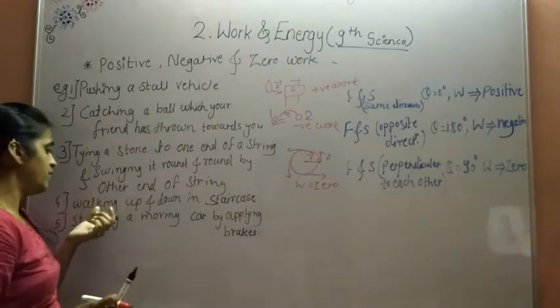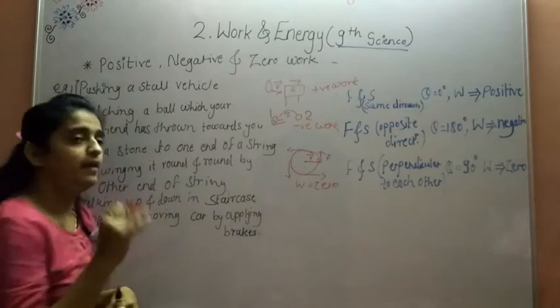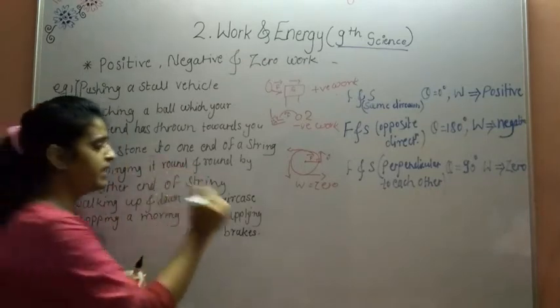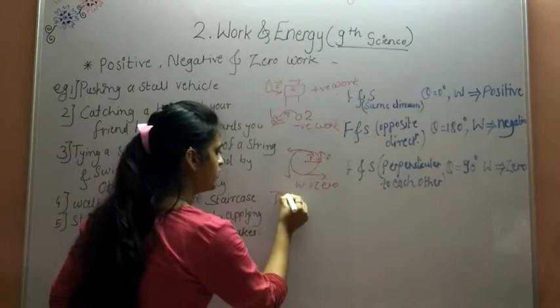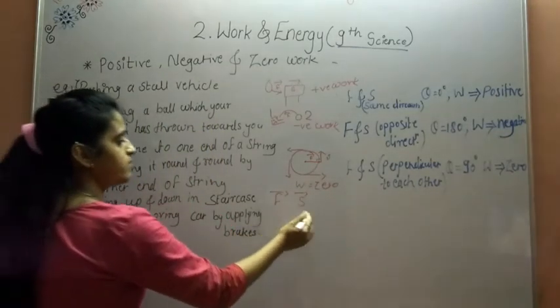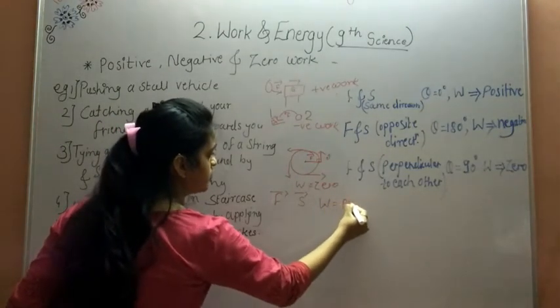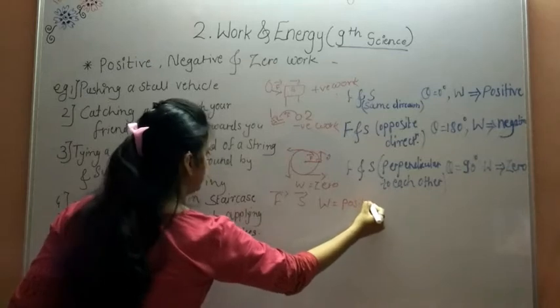Next, fourth example, walking up and down a staircase, or climbing a tree. So this is in the same direction. Force is in this direction and displacement is also in this direction. Force and displacement are in the same direction. So work done is positive.